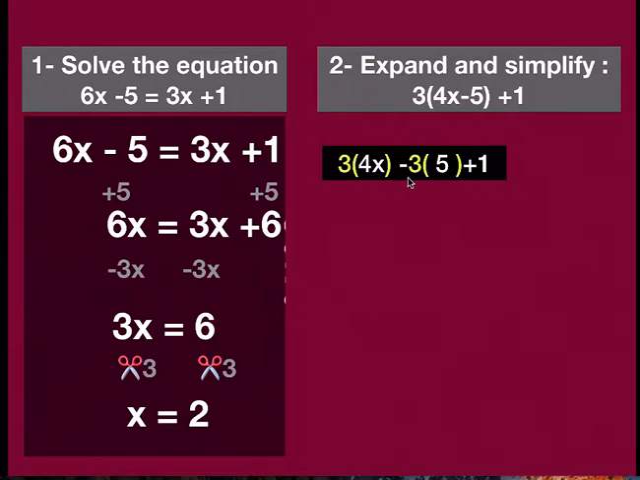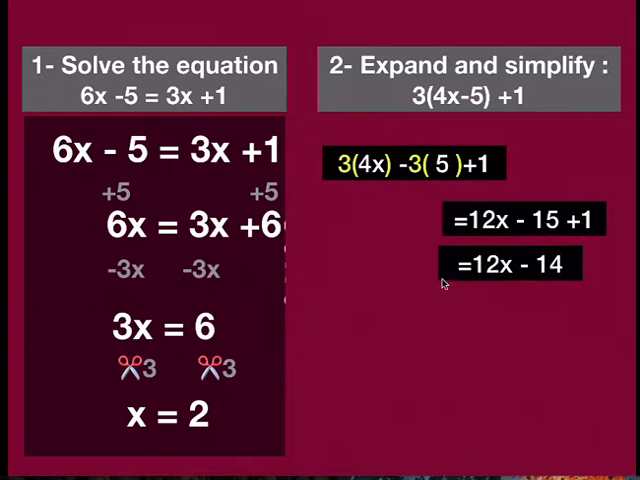That's how you expand. Now, we multiply 3 and 4x, we get 12x. And we multiply 3 and 5, we get 15. And then we simplify minus 15 and 1 to get minus 14. So you get 12x minus x plus 1, which is 12x minus 14. That's it for the starter.